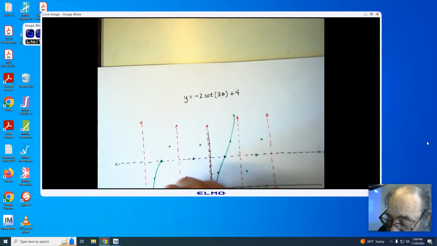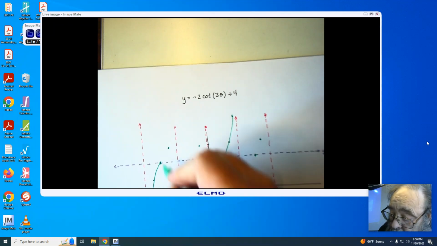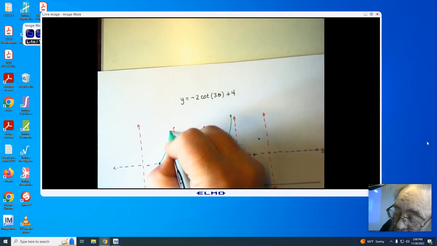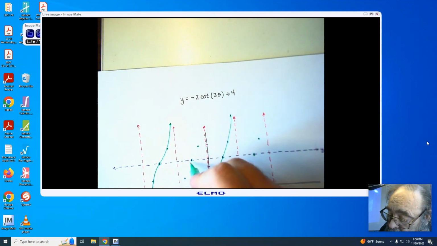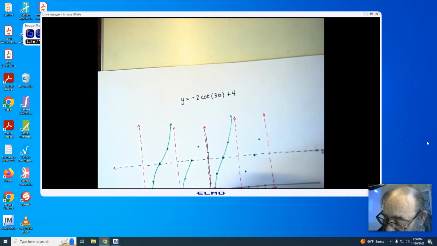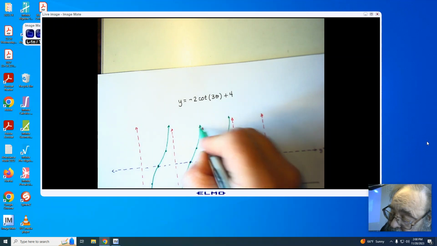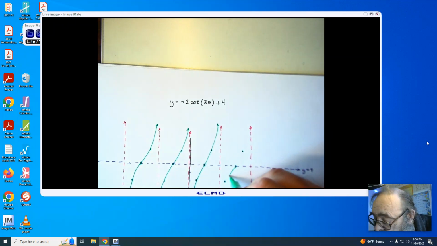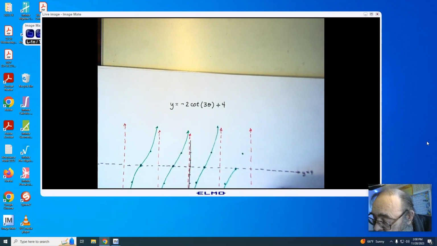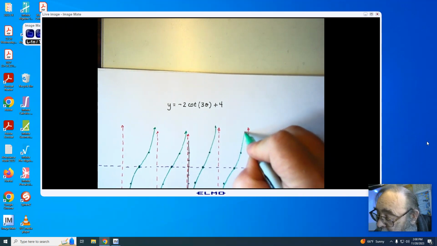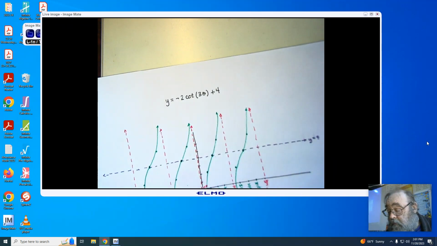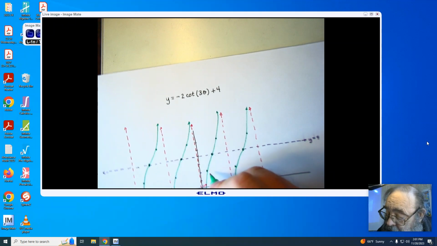Concave down and approach the asymptote. Concave up and approach the asymptote. Concave down and approach the asymptote. Concave up and approach the asymptote. Concave down and approach the asymptote. Concave up and approach the asymptote. We now plot our points.